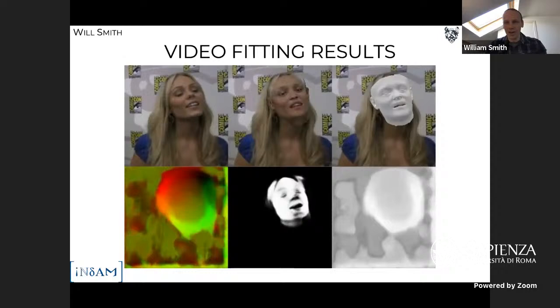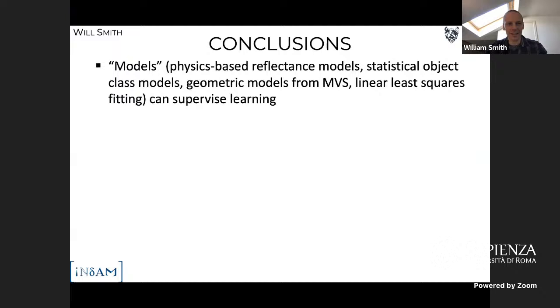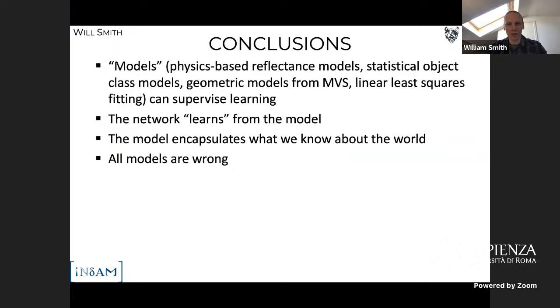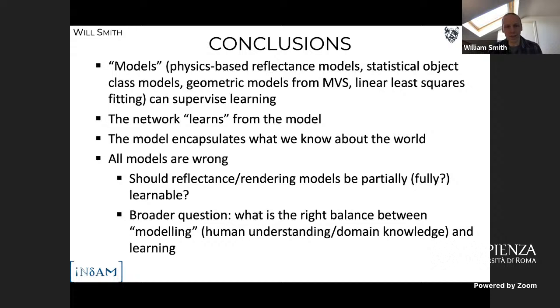All right, I'm gonna finish there. I hope I haven't gone too much over time. The takeaway from this is that models can supervise learning. So you don't necessarily need direct supervision on what you want to predict, but models themselves can provide you with a supervisory signal. And I think the only closing point would be to say that all models are wrong. The Lambertian model is a gross simplification of most materials. So there's a broader question about what is the right balance between modeling everything and learning. So for example, should our reflectance or rendering models be partially or fully learnable? I will stop there. So thank you for listening.